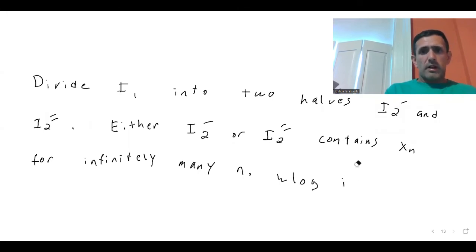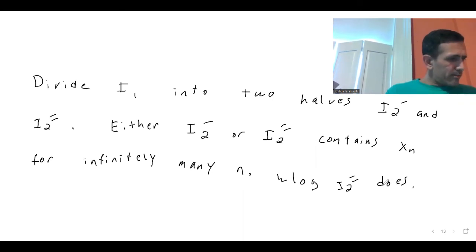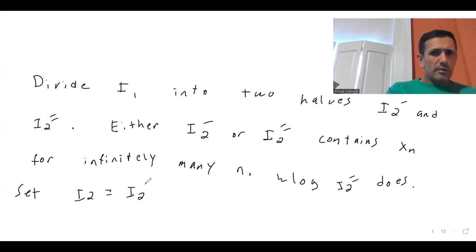So yeah, let's say the right half does, and if both of them do, again, it doesn't matter which one we pick whatsoever. Okay, so without loss of generality, set I2 to be I2 second prime.